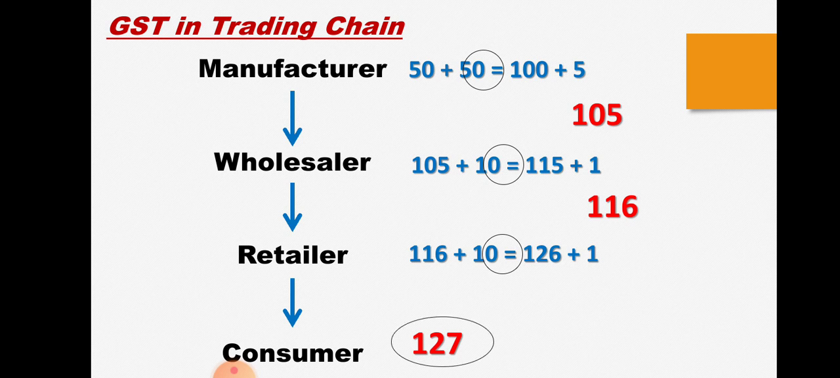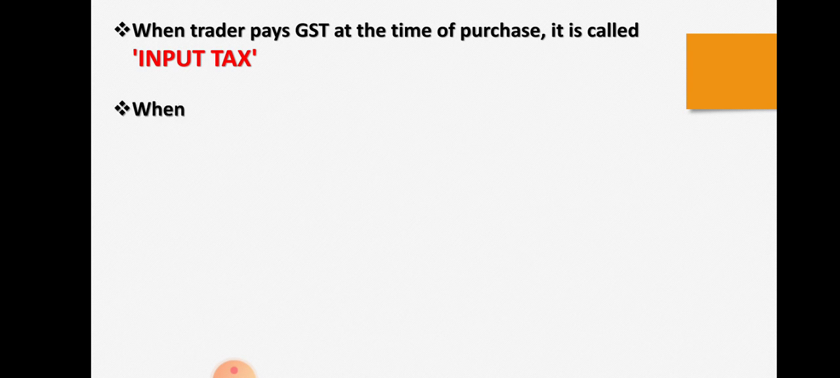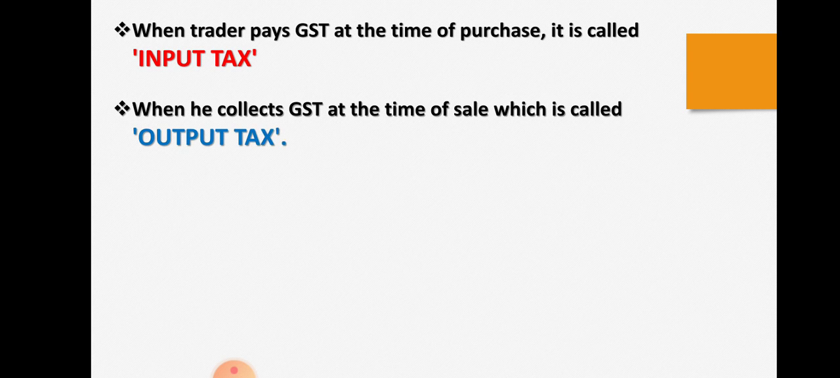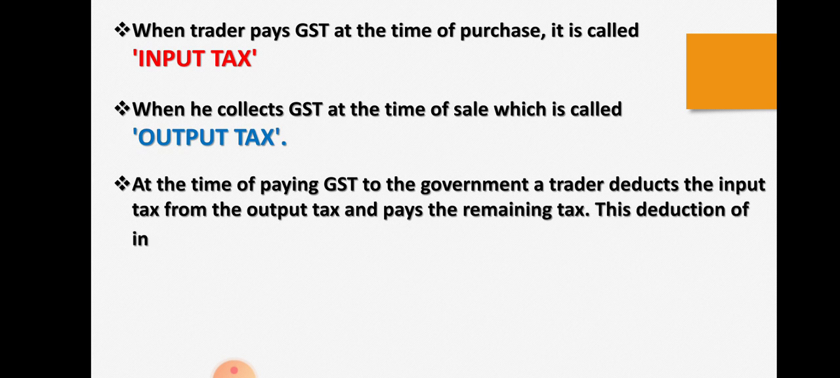So when a trader pays GST at the time of purchase, it is called input tax. The tax is known as input tax when somebody pays GST. And when it is collected at the time of sale, it is called output tax. So when we pay GST, it is input tax, and when we collect it back, it is known as output tax. At the time of paying GST to the government, a trader deducts the input tax from the output tax and pays the remaining tax. This deduction is called input tax credit, or ITC. The full form is input tax credit.